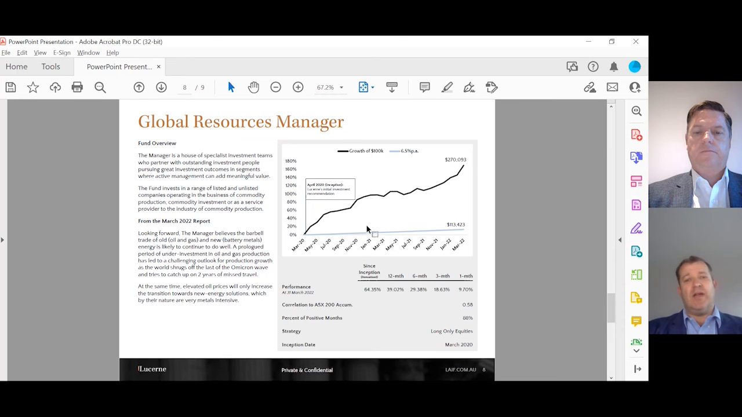And at the time, LAIF took the view that with the existing managers present in the market at the moment, we wanted to find a new strategy that could be very flexible and nimble and very active in what was quite a volatile market. So we partnered with a global resources manager and actually seeded the fund on day one.